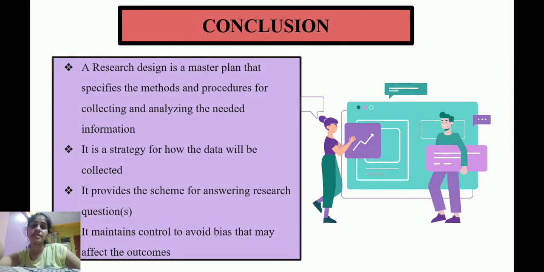Conclusion of research design. A research design is a master plan that specifies the method and procedure for collecting and analyzing the needed information. It is the strategy for how the data will be collected and from where the data is collected. It provides the scheme for answering the research question. Questionnaire is made while doing a research process. It maintains control to avoid bias that may affect the outcomes of the research.